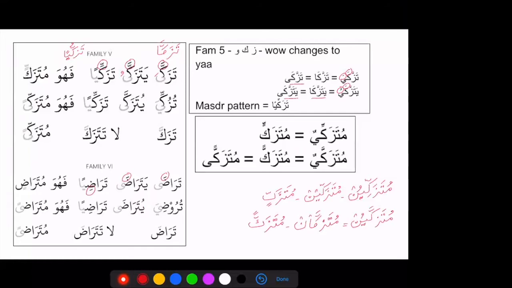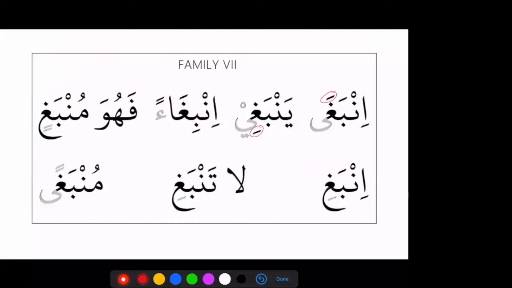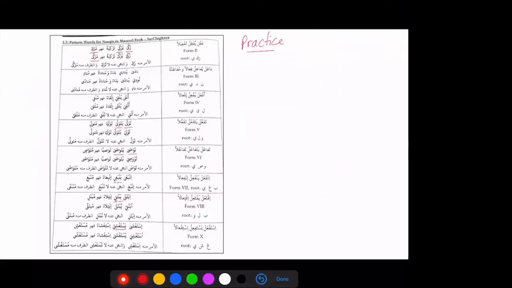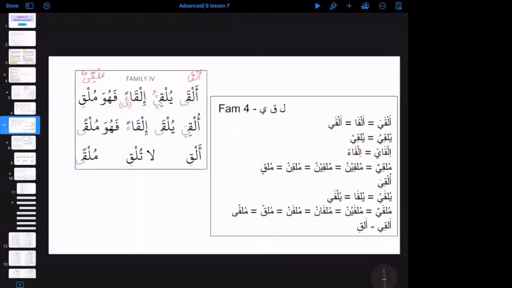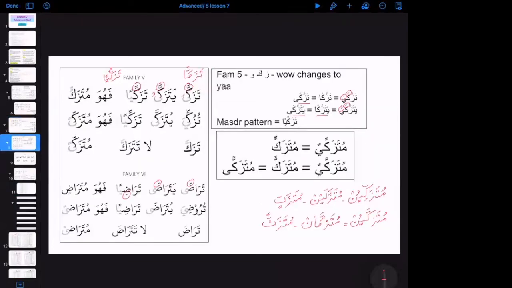Okay, now we are on family 6. 6 or 5? 5. Tazakka is 5, sister. No, I just missed something. No, we did 4, Aslama family. Now yeah, 5. Okay. So now, who is going to take a turn?